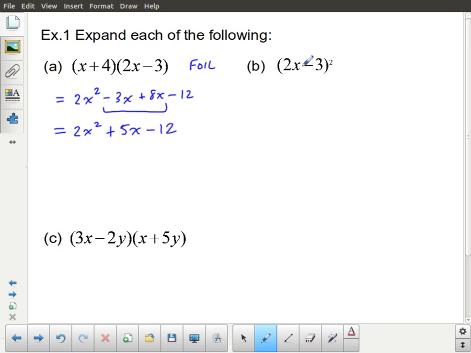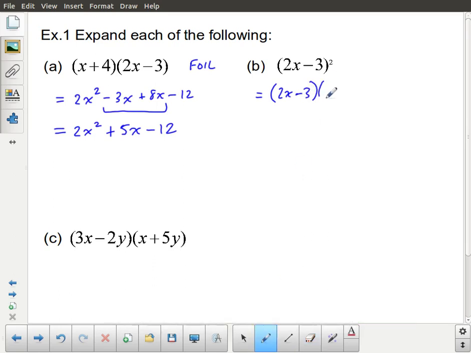Now, part B is one where I find students continue to go wrong even after the grade 10 course and into the grade 11 course, and I wish I didn't have to admit this, but I see this mistake being made in the grade 12 course as well. So first of all, if you don't remember the pattern that goes along with this, I really recommend the first thing you do is you actually write this out as two binomials multiplied by each other.